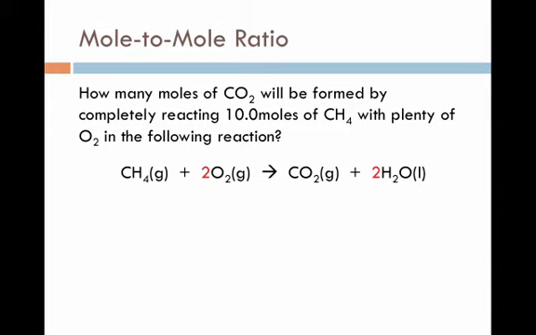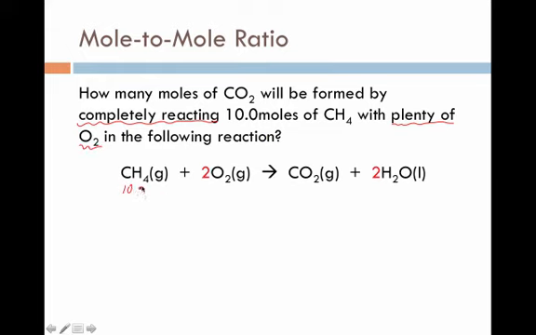And this is going to be the first and simplest form of a stoichiometry calculation. In this problem, we're asked how many moles of carbon dioxide will be formed by completely reacting 10 moles of CH4 with plenty of oxygen gas in the following reaction. Now, really quickly, before we dive into this, we've got this little tag here on the end. By completely reacting 10 moles of CH4, and we also talk about the fact that we have plenty of oxygen.